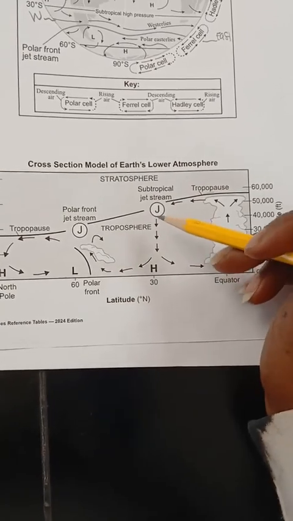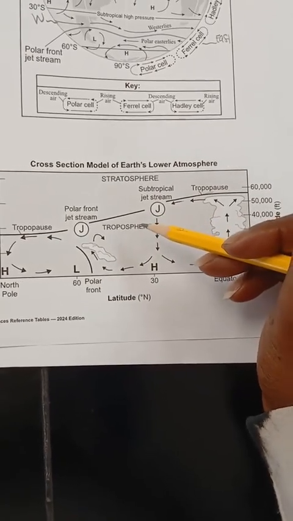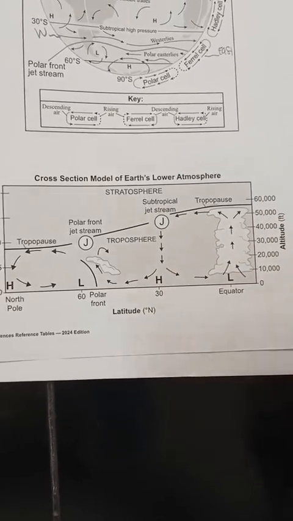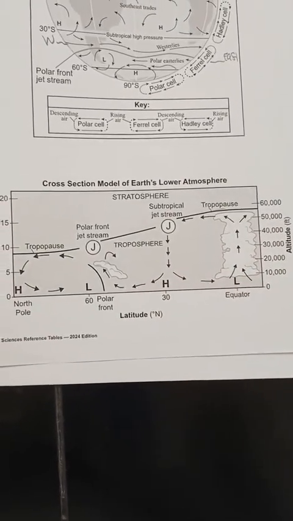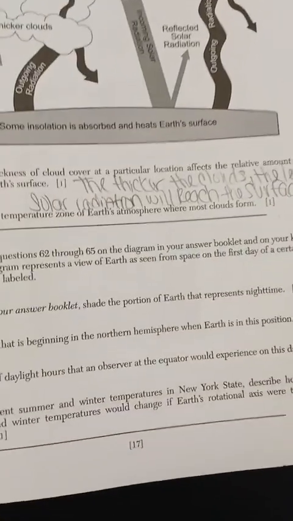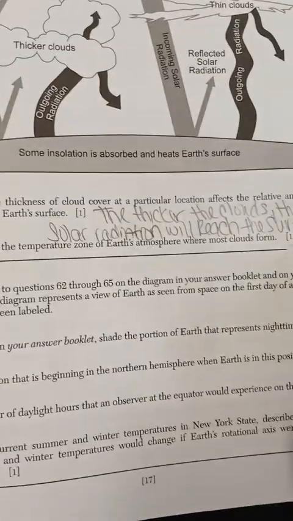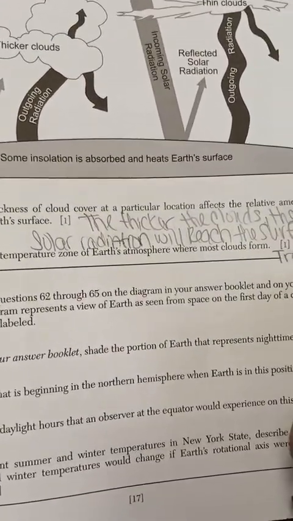But in the troposphere is where we will find clouds, because that is where most of our weather on Earth takes place. All right, so our temperature zone on the Earth's atmosphere will be the troposphere.